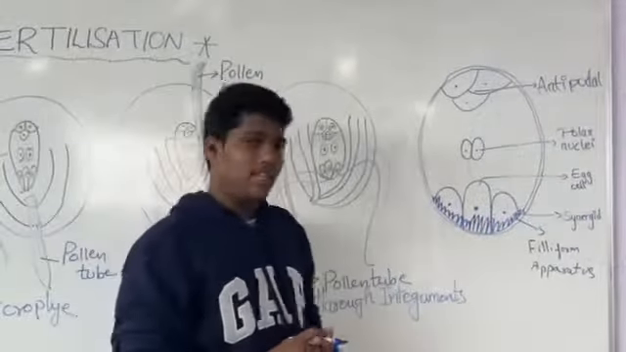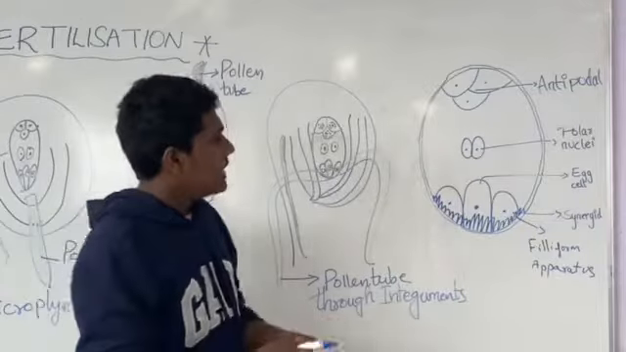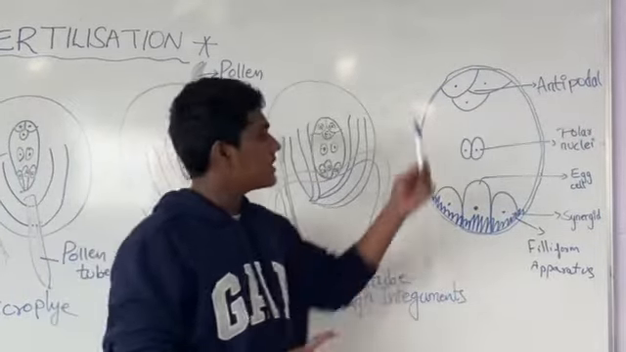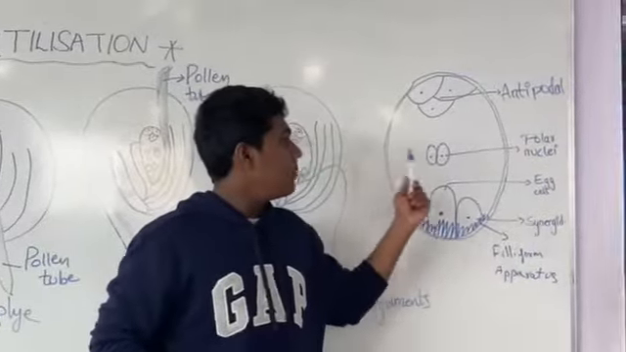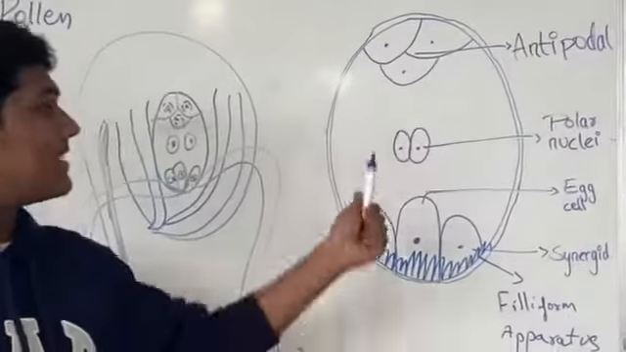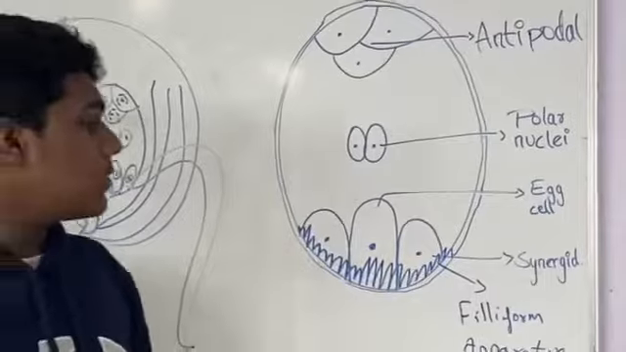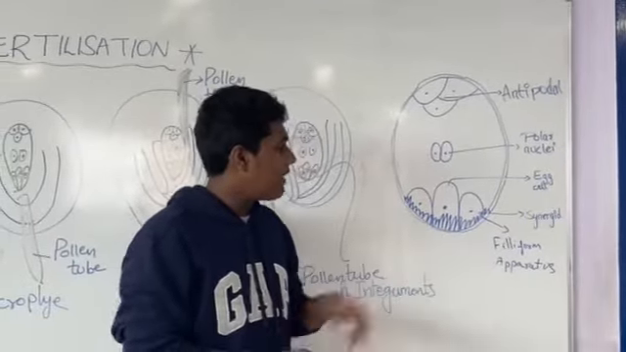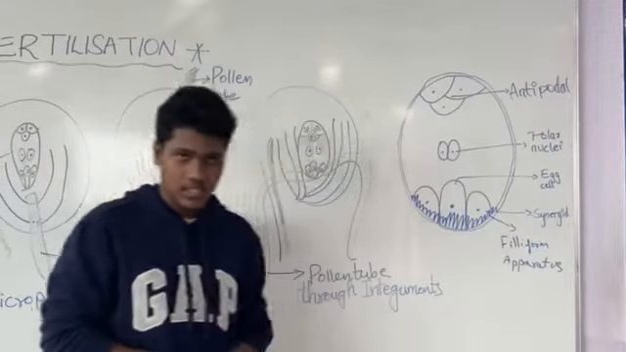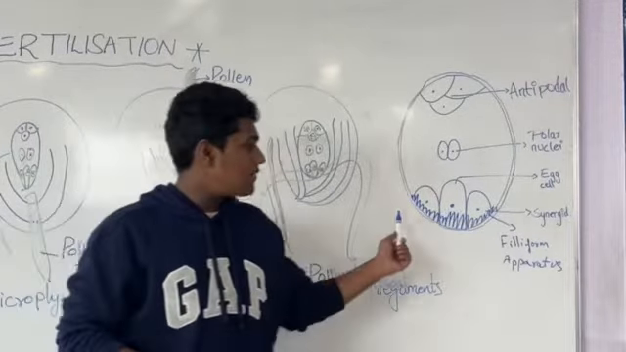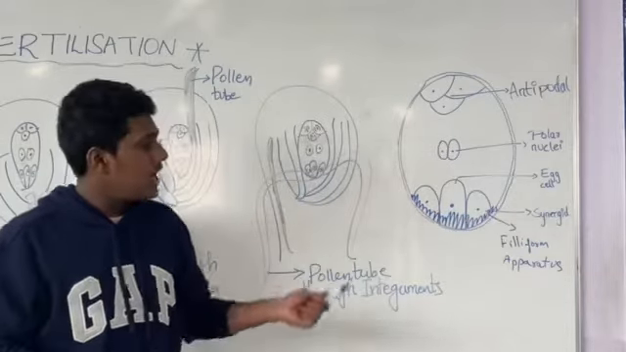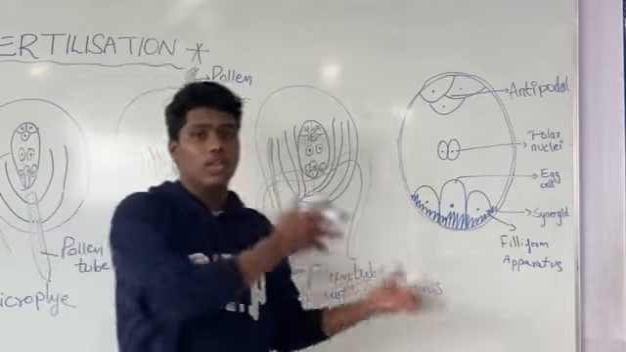Now coming to the ovary, there are mainly four parts. That is the antipodals, which are three cells present towards the chalazal end, and polar nuclei, which are two cells present in the center of the ovary, and two cells known as the synergids, which are present towards the micropyle end, and one egg cell which is in between the synergids. These synergids have small finger-like projections known as filiform apparatus. They help in guiding the pollen tube into the ovary.